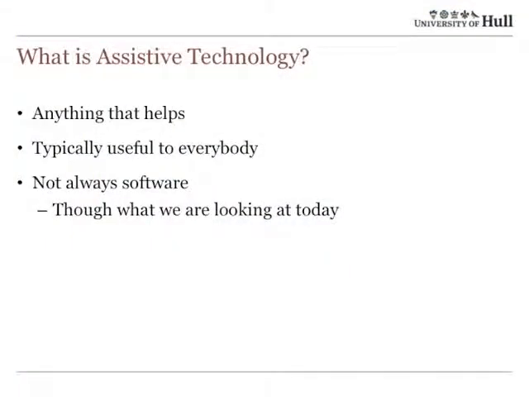As its name suggests, assistive technology is any form of technology that helps its user work more effectively. Not only those with a disability can benefit from assistive technology, most forms of it can help everybody. And whilst not all assistive technology is in the form of software, this is the focus of this introductory session.